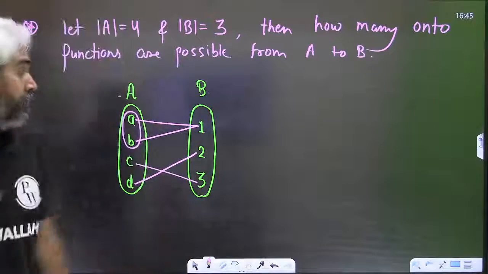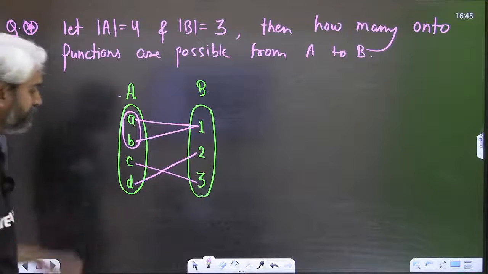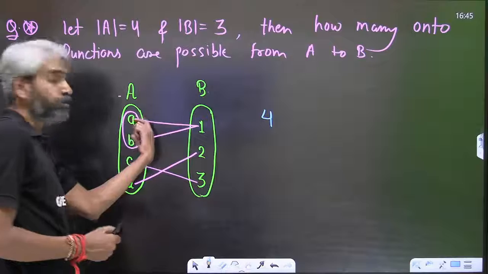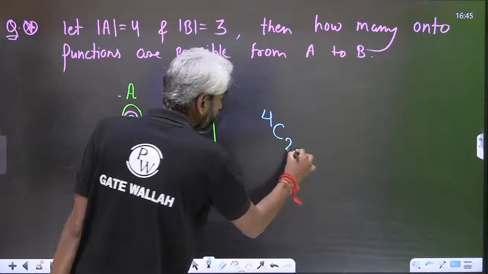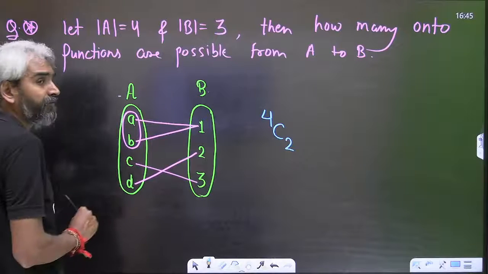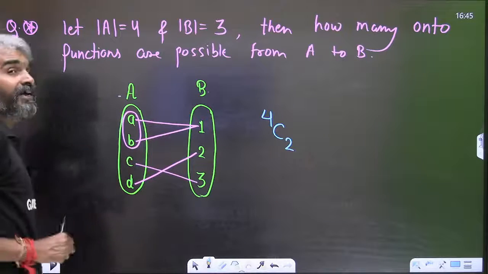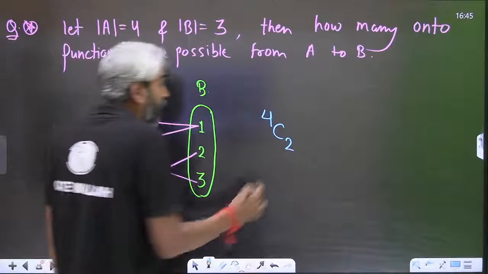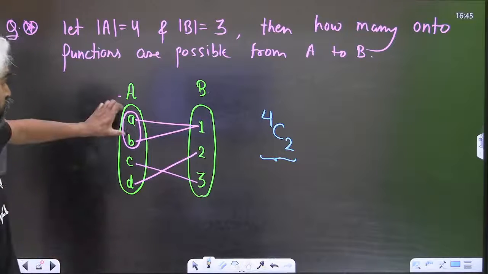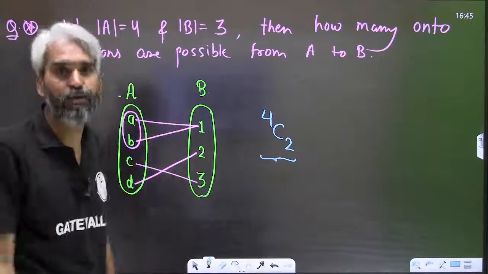Now the simple concept is that we have 4 elements in the domain, and out of those 4 elements we can choose 2 elements in 4C2 ways. So either A and B can map to the same element, or A and C, or A and D, or B and C, or B and D, or C and D can map to the same element. So out of 4 elements we can choose 2 elements in 4C2 ways, and those 2 elements can map to one element in only one way. Now please try to understand it differently.